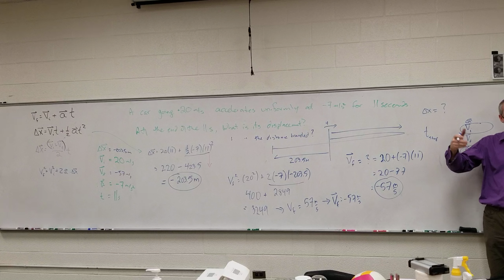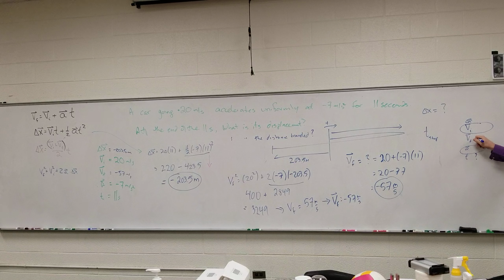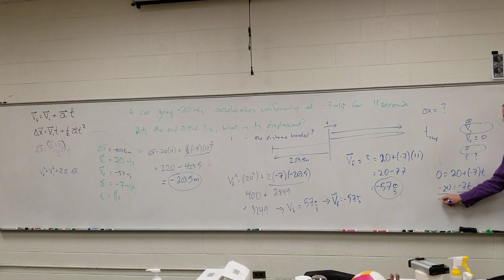This is a slightly different problem here. How long does it take to stop? V is equal to 0. So the first equation is the simplest. I end up with 0 is equal to 20 plus -7 times time. -20 is equal to -7 times time, divided by -7. And you get time is equal to whatever 20 divided by 7 is. 1.857 seconds.